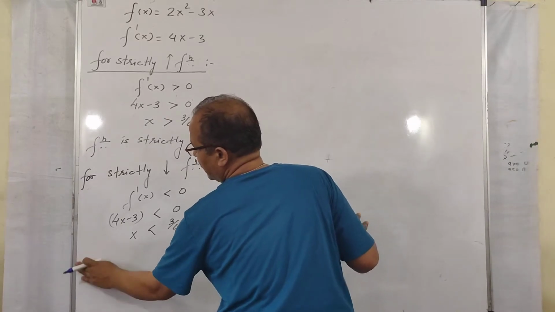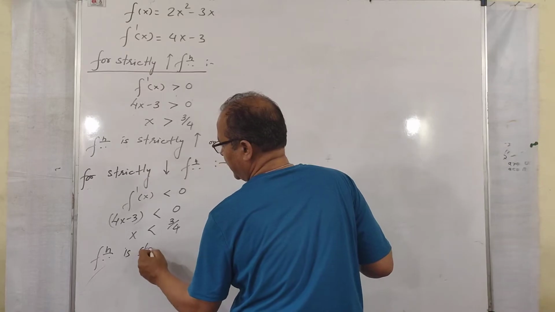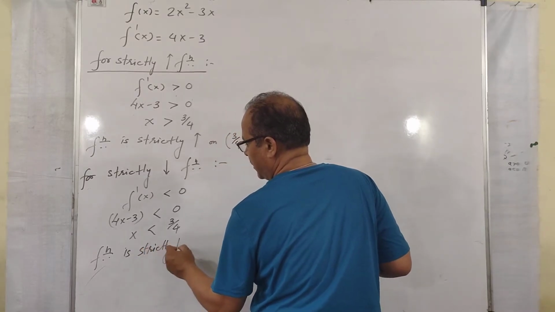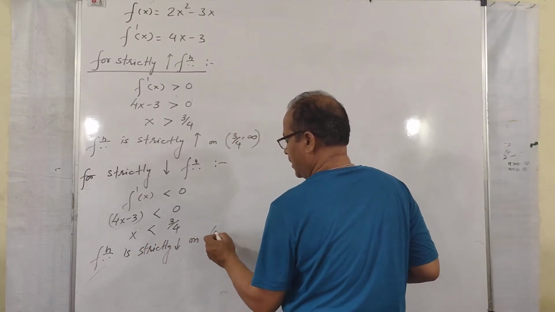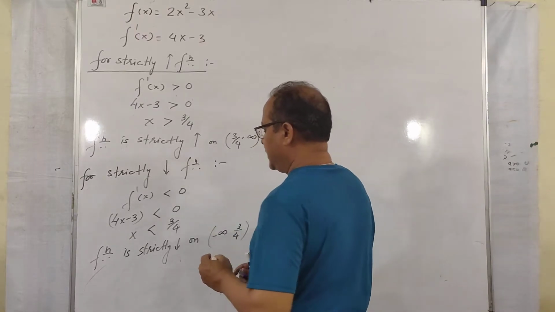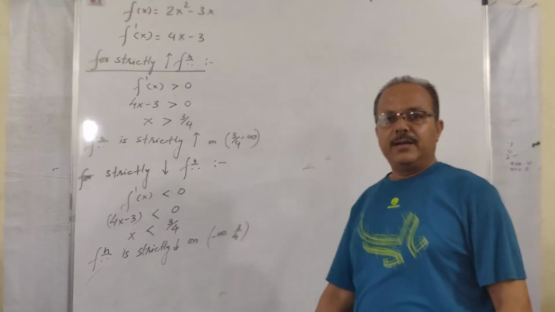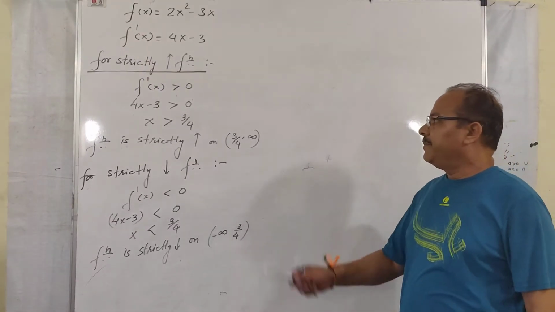So what you will say? We will say that the function is strictly decreasing on minus infinity to 3 by 4. X is less than 3 by 4, so less than 3 by 4 means up to minus infinity. In this way we complete the solution.